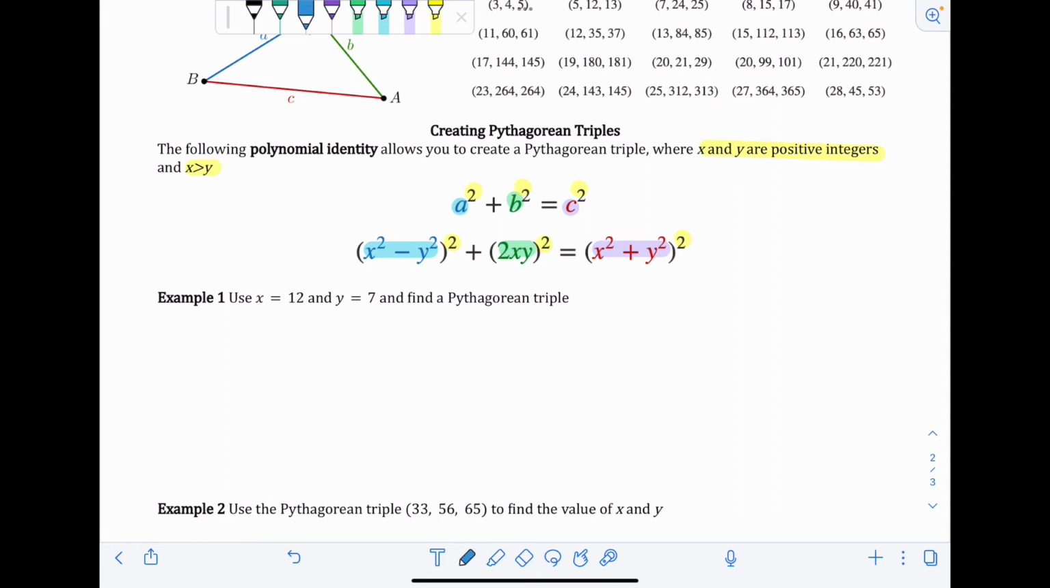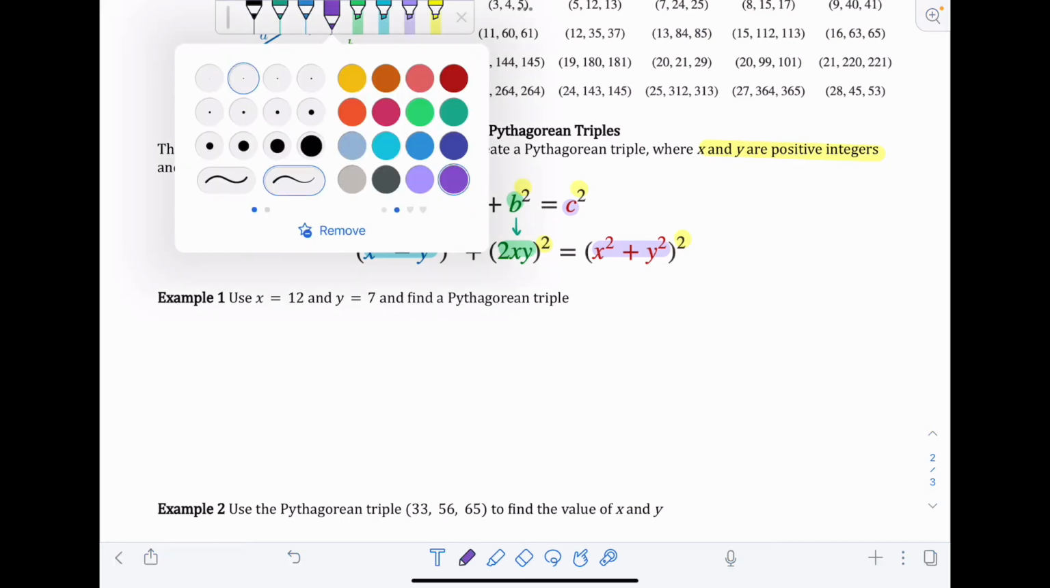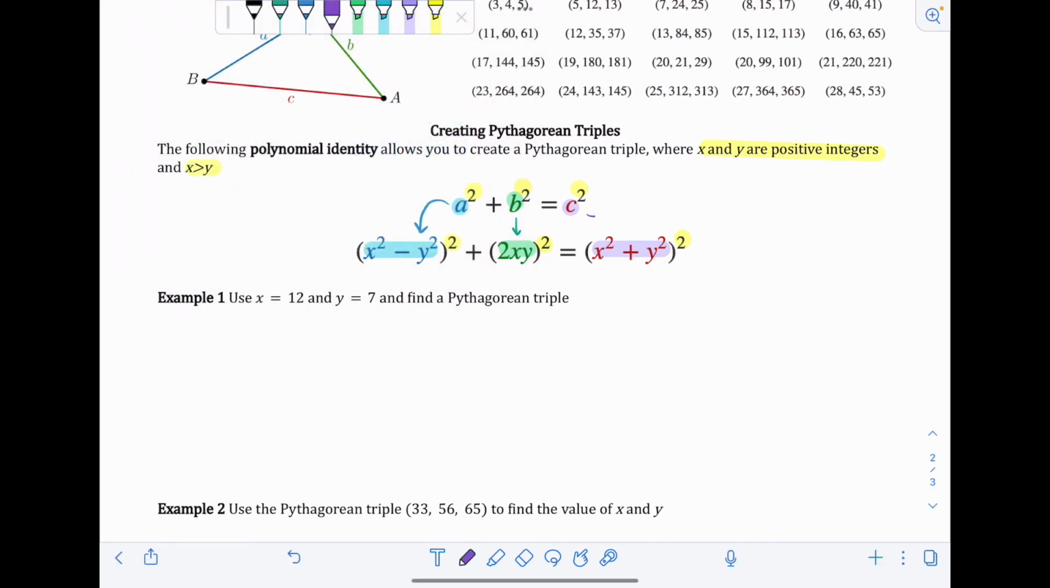It's just if we want to find something for a, so like the first number in our triple, we would use this. And then if we wanted to find something for b, the second number in our triple, we would use that. And then if we wanted to find something for c, the third number in our triple, we would use this. So notice the triples always have 1, 2, 3 numbers. We can find those 1, 2, 3 numbers by those three different little expressions within the equation.